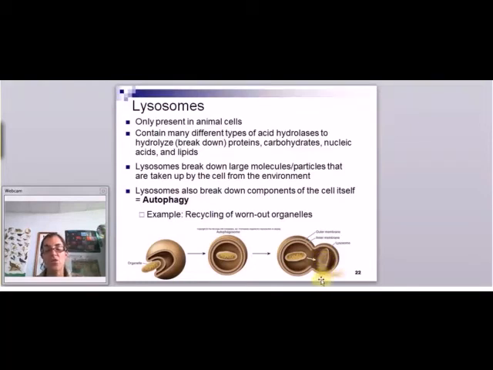So the cell is extremely efficient. It doesn't want to waste these macromolecules, so it's going to break them down and reuse them for something else. So the lysosome, again, is for breakdown of macromolecules. It can break down food particles that might be engulfed by the cell, or it's involved in autophagy, which is this recycling of its own cell parts.